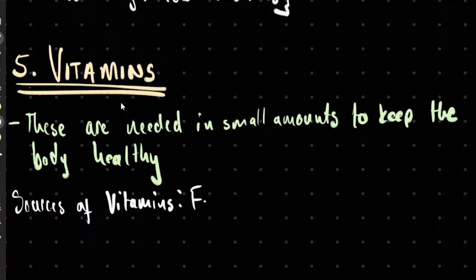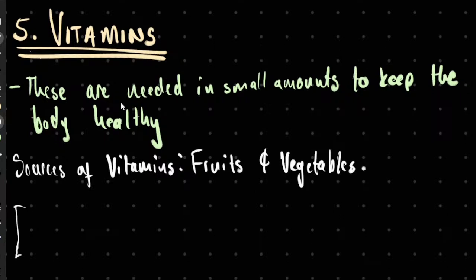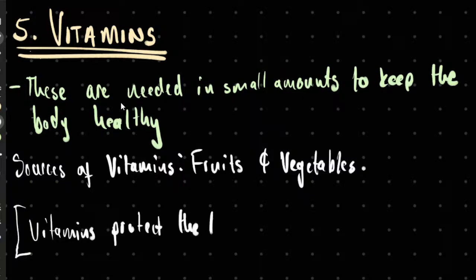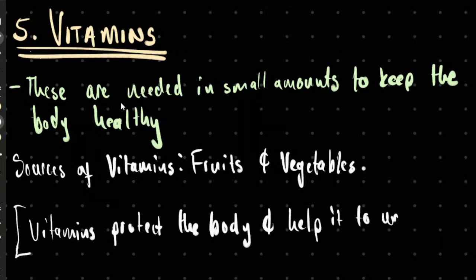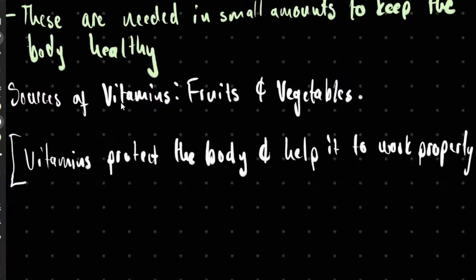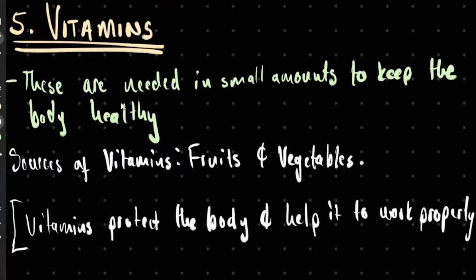You should eat fruits and you should eat vegetables. Then you are going to have vitamins, my friend. In simpler terms, I could have said vitamins protect the body and help it to work properly. And they help it to work properly. That's why you need vitamins.